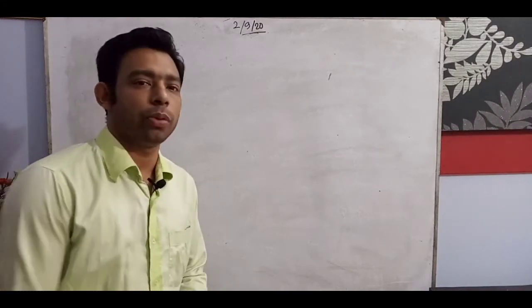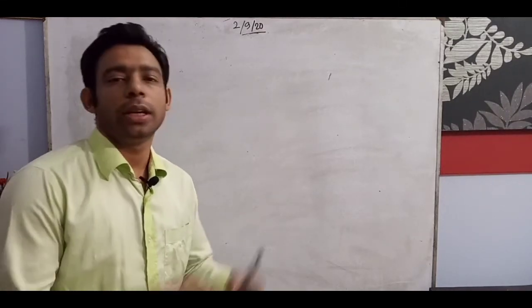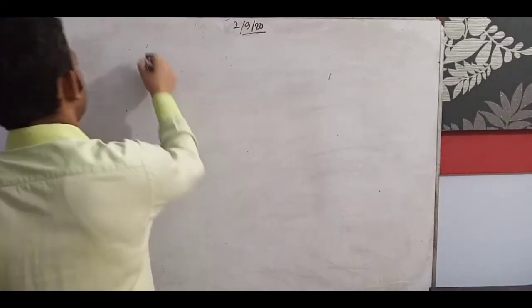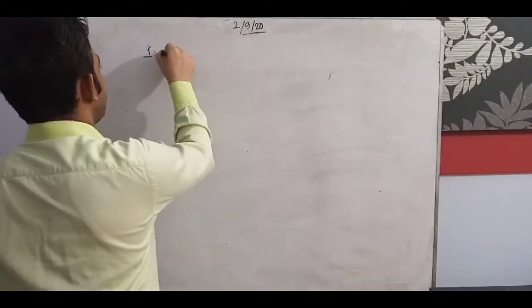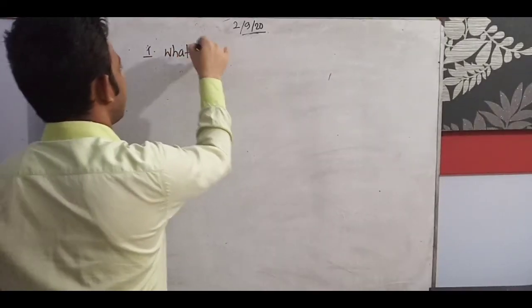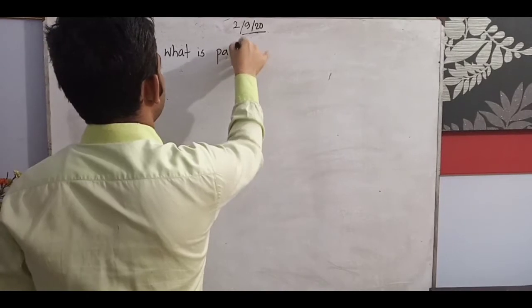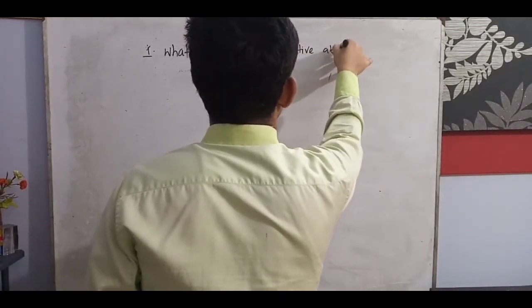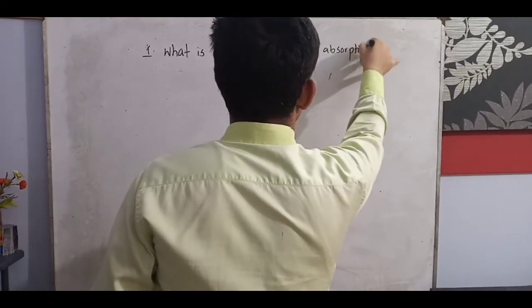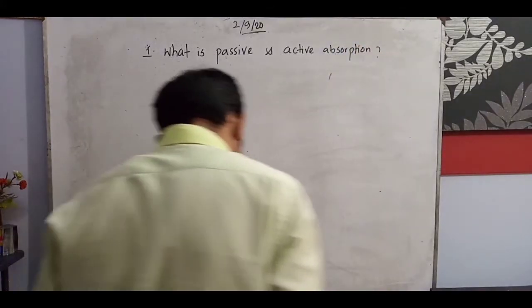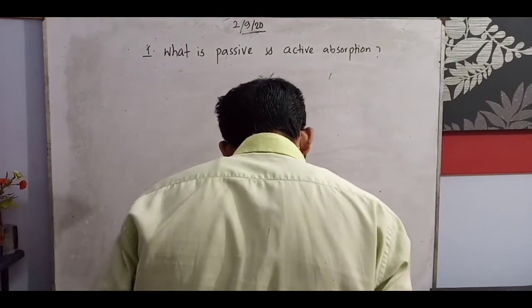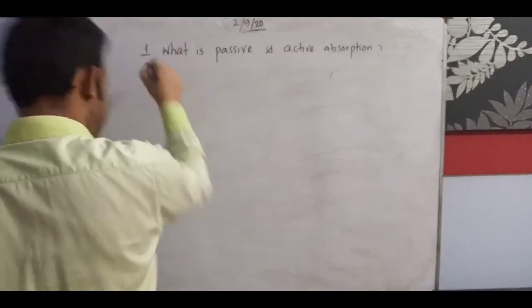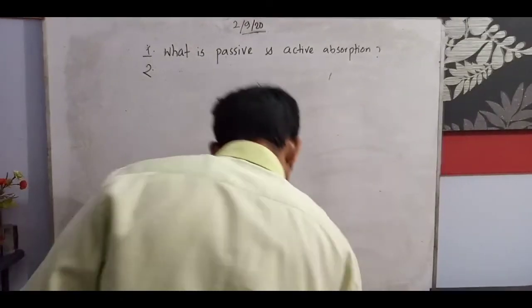So now we will go through another important SQ type of question from chapter 6. Number 1, what is passive absorption and active absorption? It is an important question: what are passive and active absorption?